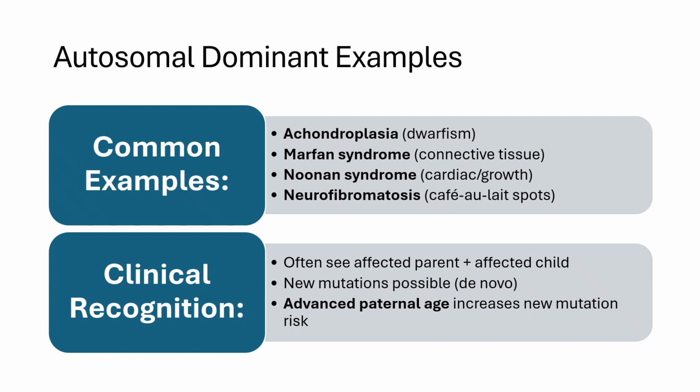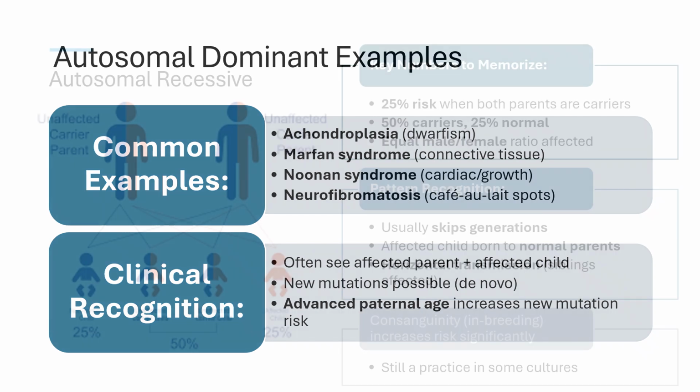Although many cases are inherited, some, like achondroplasia, often result from de novo mutations, especially associated with advanced paternal age. This happens because continuous sperm production increases the chance of point mutations over time. Recognizing this pattern is key in identifying whether a condition is inherited or new, which guides genetic counseling, especially when there's no prior family history.